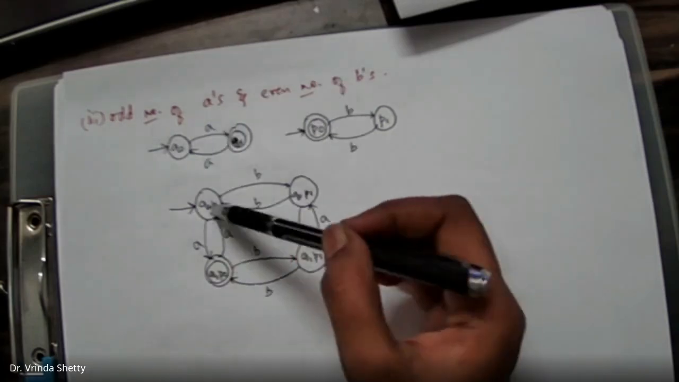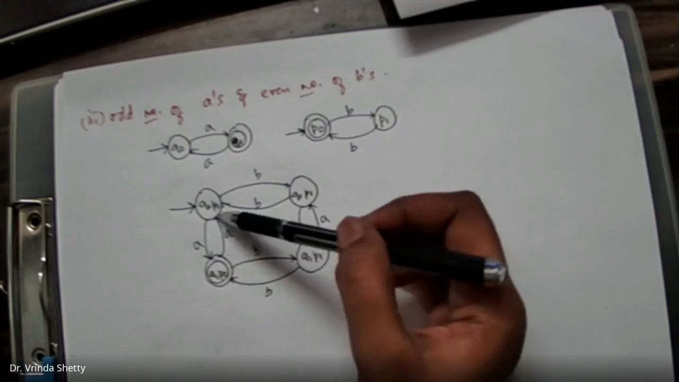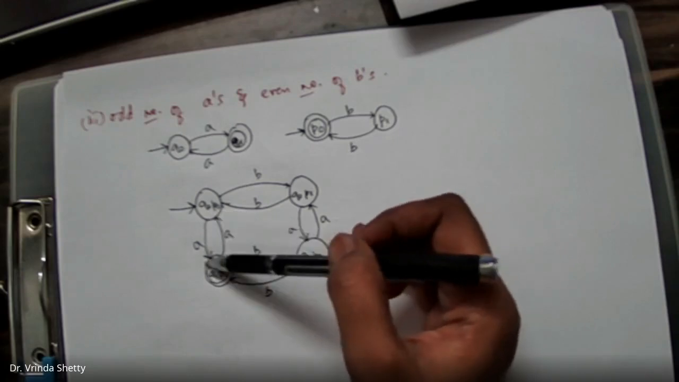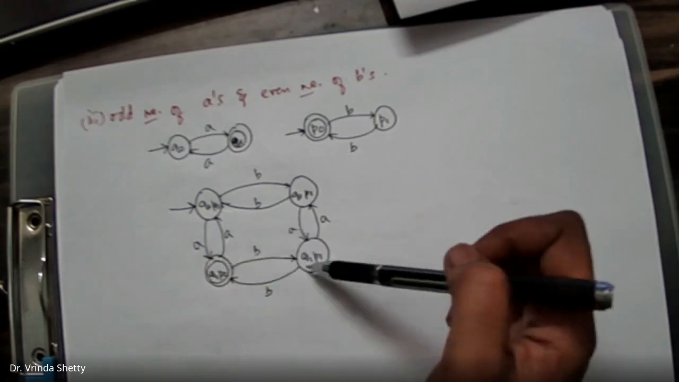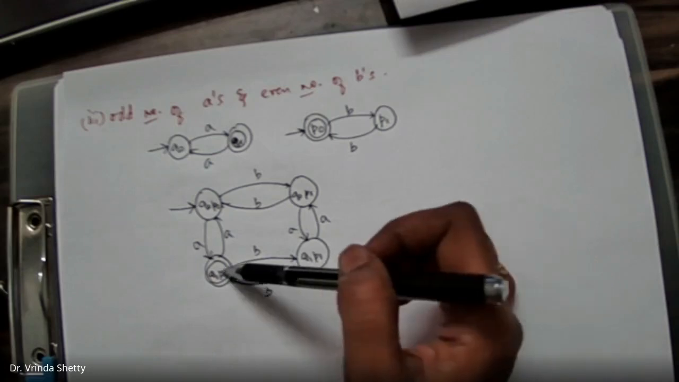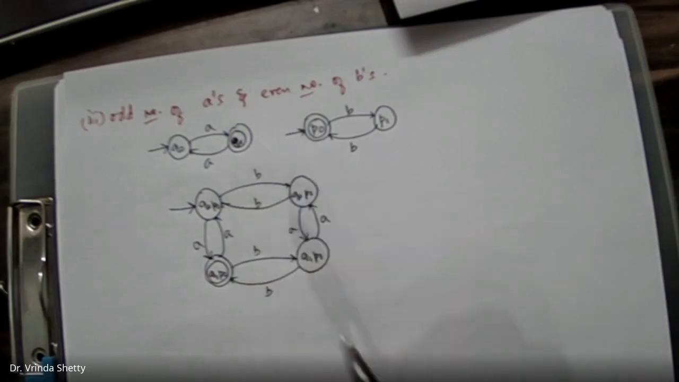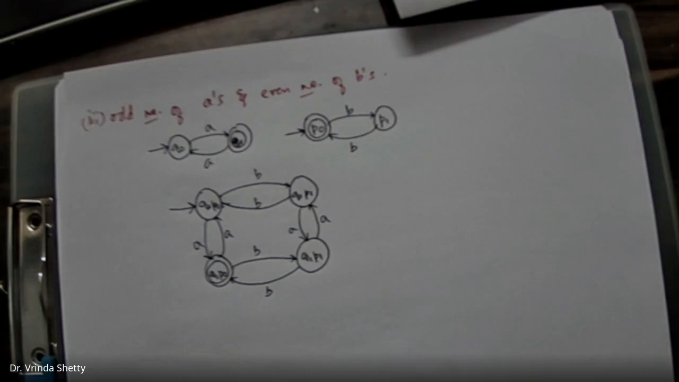We check here, simple way. Check your odd number of A's: 1A accept, 2A reject, 3A accept. Even number of B's: 1B reject, 2B accept. Check any input string. If the input string has an odd number of A's and an even number of B's, then this machine will accept the string. Else it is going to reject the string.